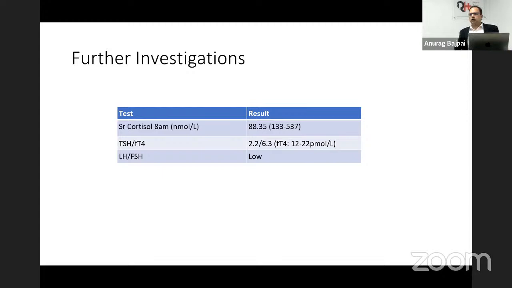Yes, so at least it should be 500, 550. So this 88 is very, very low. And what about the thyroid? Clearly, FT4 is pretty low and TSH is less than 20. So this is a classical case of central hypothyroidism.